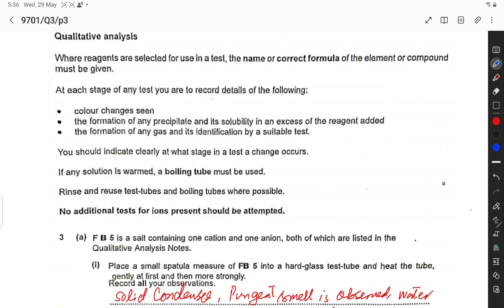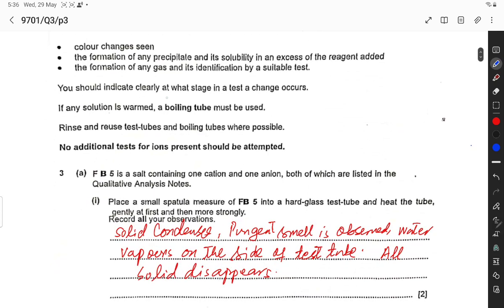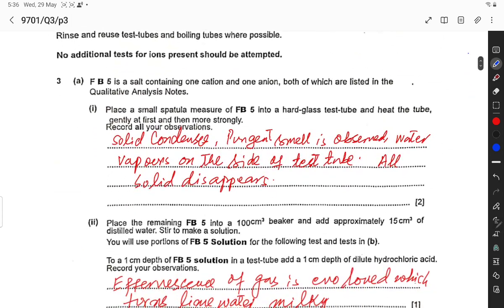At each stage of any test, you should record details of the following: color change seen, the formation of any precipitate and its solubility in excess of reagent added, the formation of any gas and its identification by a suitable test. You should indicate clearly at what stage in a test changes occur. If any solution is warmed, a boiling tube must be used. Rinse and reuse test tubes and boiling tubes wherever possible. No additional tests for ions present should be attempted.